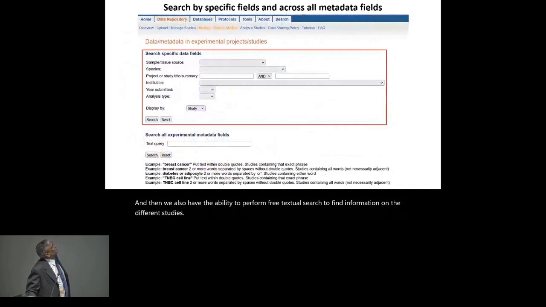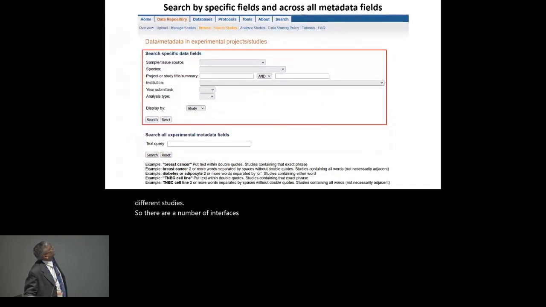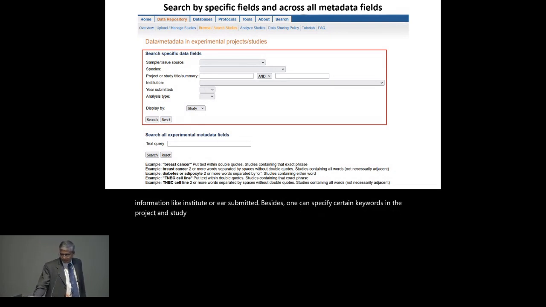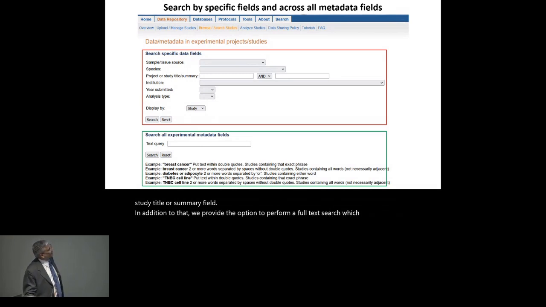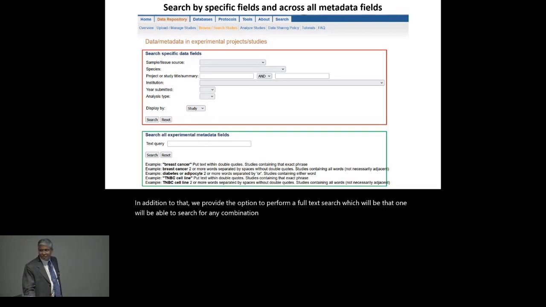So there are a number of interfaces for facilitating the search. One is one could search for distinct values in the different fields, such as sample or tissue source, species, then information like institute or year submitted. Besides, one can specify certain keywords in the project and study title or summary field. In addition to that, we provide the option to perform a full text search, with which one will be able to search for any combination of keywords, including phrases, across all the metadata fields.